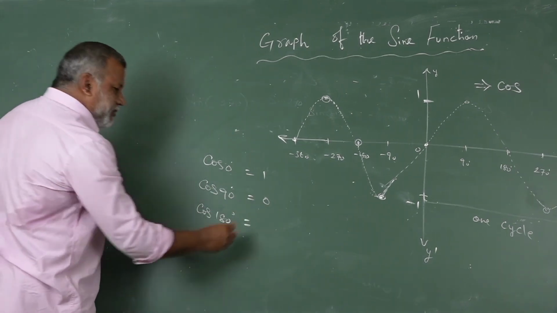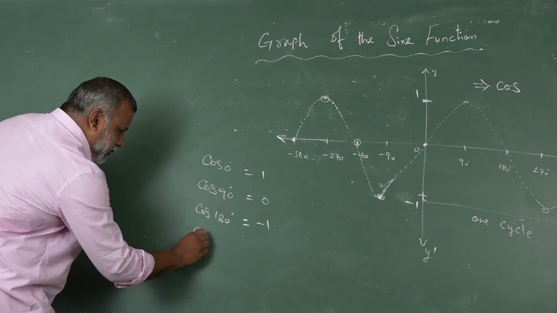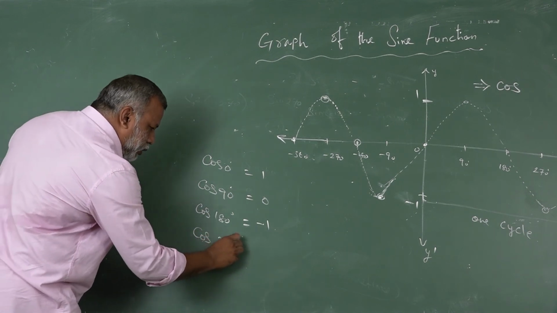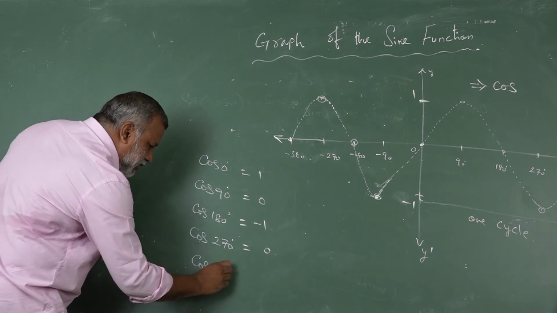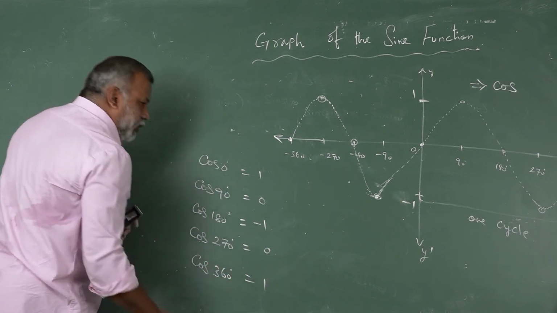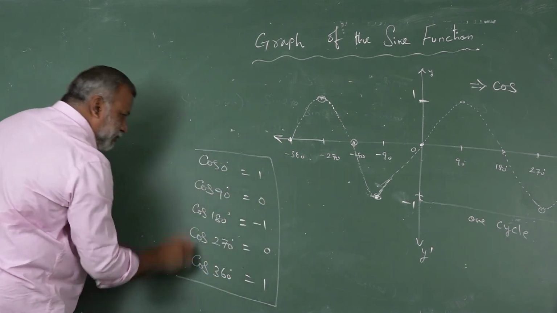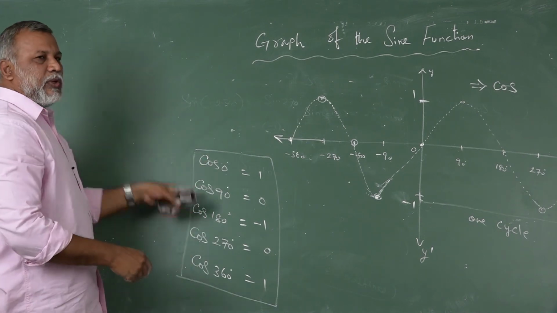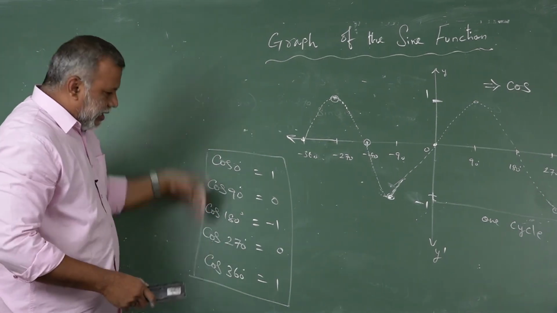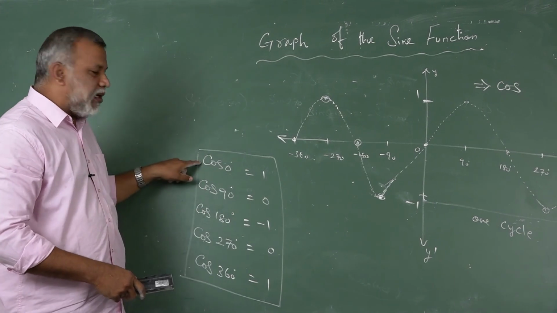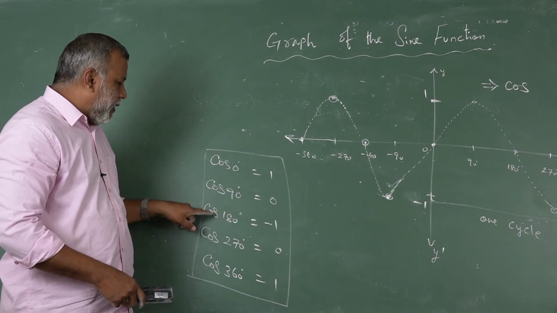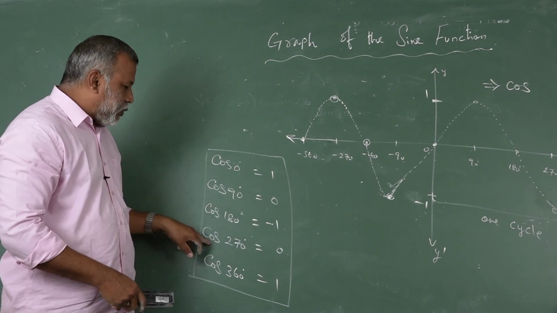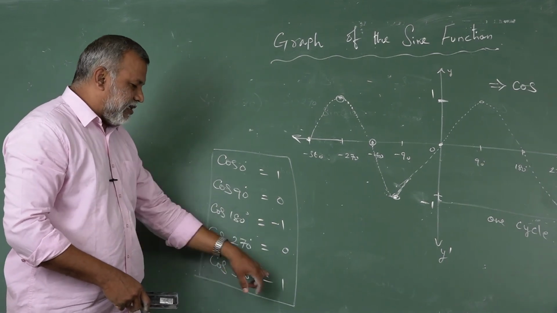Cos 180 becomes minus 1. Again cos 270 is 0. Again cos 360 equal to 1. By using these data, just as we used for the sine function, you try yourself for the cos function. Cos 0 is 1, 90 is 0, 180 is minus 1, 270 is 0, 360 is 1.